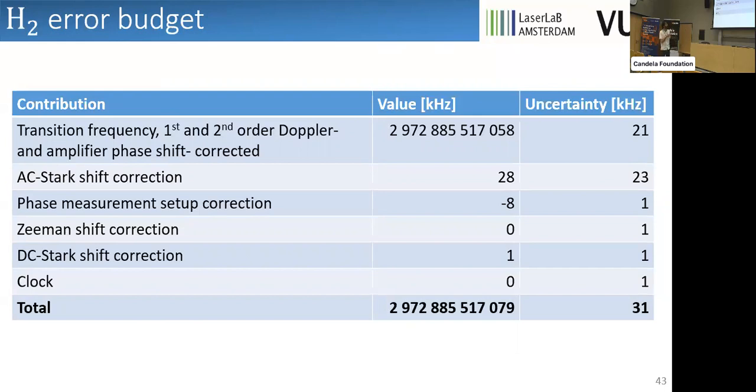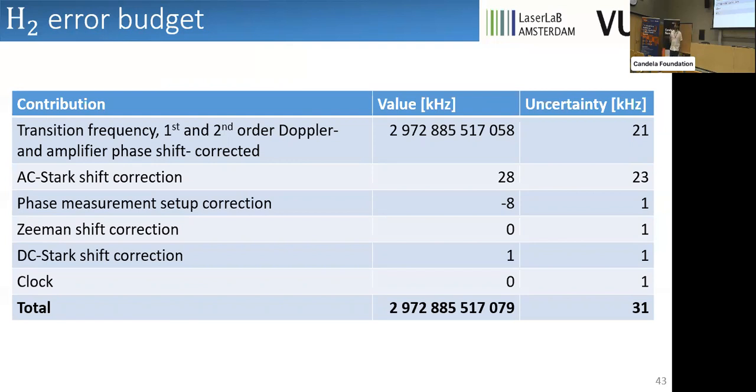So we have the transition frequency, which is corrected for the first and second order Doppler effect, and any sort of amplifier phase shifts with an uncertainty of 21 kilohertz. Then we have the AC Stark shift correction that I mentioned with 23 kilohertz uncertainty. One thing that I didn't mention is that we not only check for phase shifts due to the amplification in the OPA, but we also have to check whether the setup we use to determine phase shifts from the OPA itself induces any phase shifts. So that's what this phase measurement setup correction is. And we see that it induces a little bit. So we have a -8 kilohertz correction for that with an uncertainty of 1.